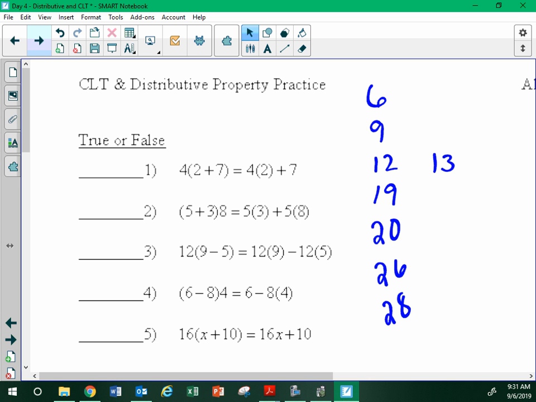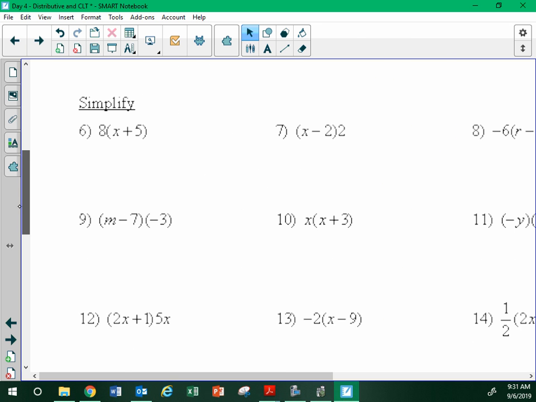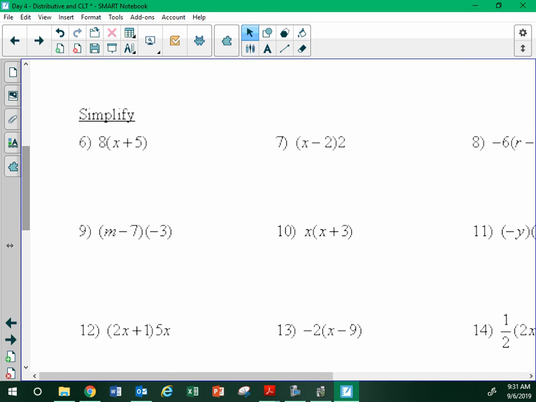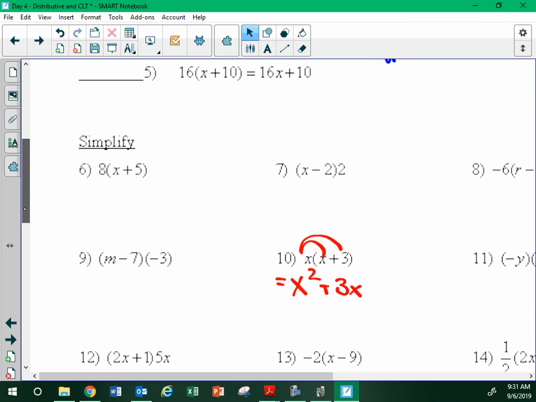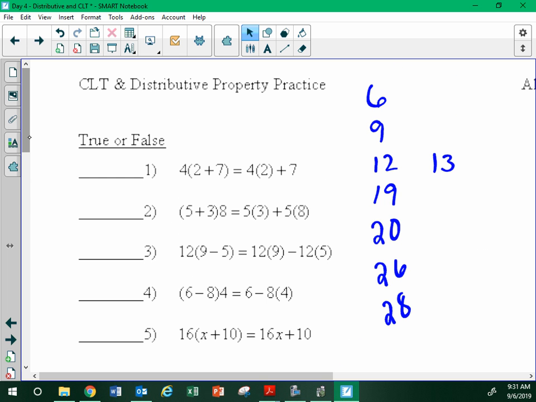So x times x is x squared. So guys, just a reminder: x times x is x squared. Okay, so don't forget that. That's important.